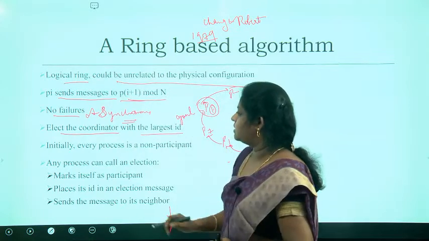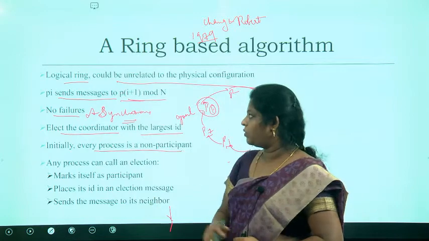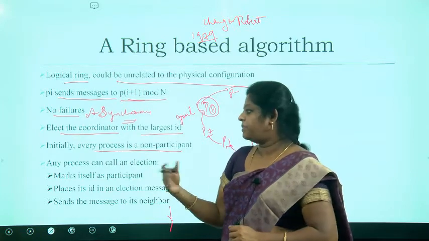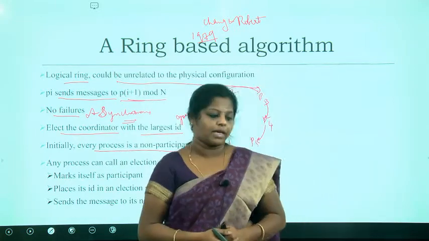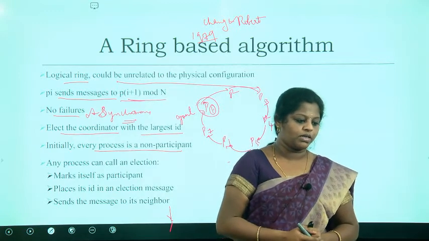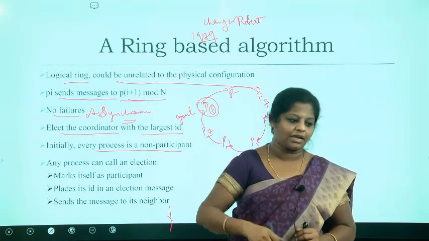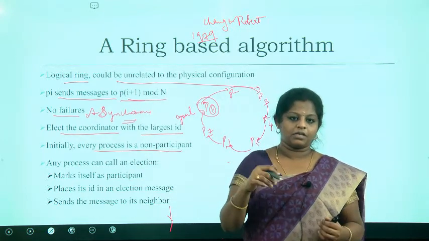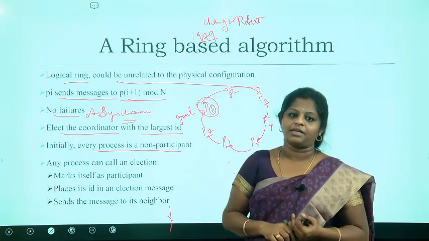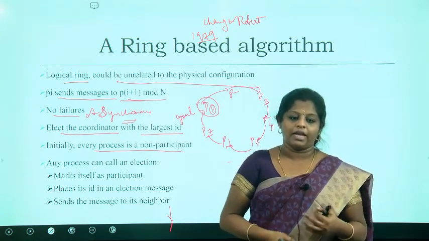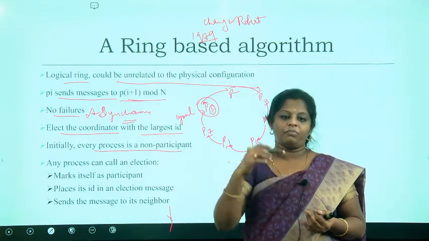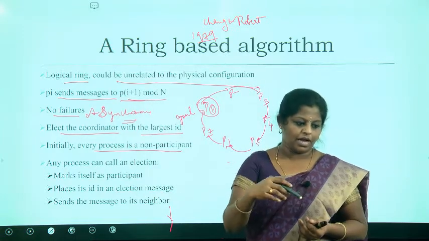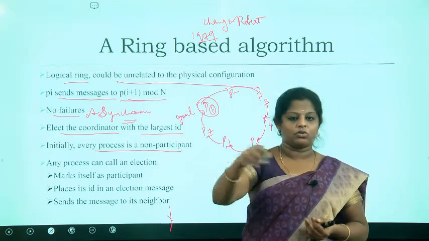Initially every process is a non-participant; all the processes are idle at first. Any process can begin the election. The first step: the process that wants to start the election marks itself as a participant, places its identifier in an election message, and sends it to its clockwise neighbor.